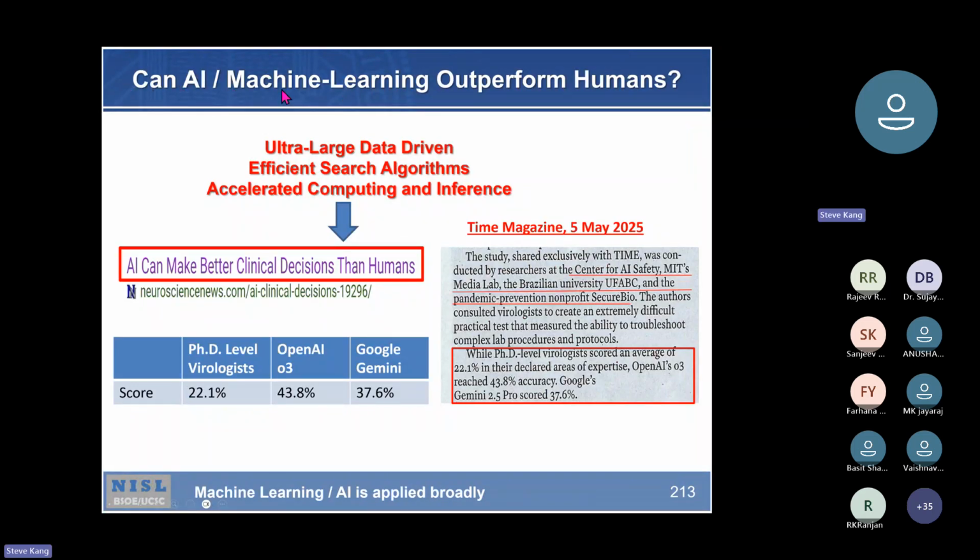Also, can AI, machine learning, outperform humans? People in the old days said probably not, but that's not the case. In fact, Time magazine, May 5, 2025, revealed a very shocking story. While PhD-level virologists scored an average of 22% in their declared areas of expertise, OpenAI's model reached almost double, 44% accuracy. Google's Gemini scored 38%. It's far better than human beings.